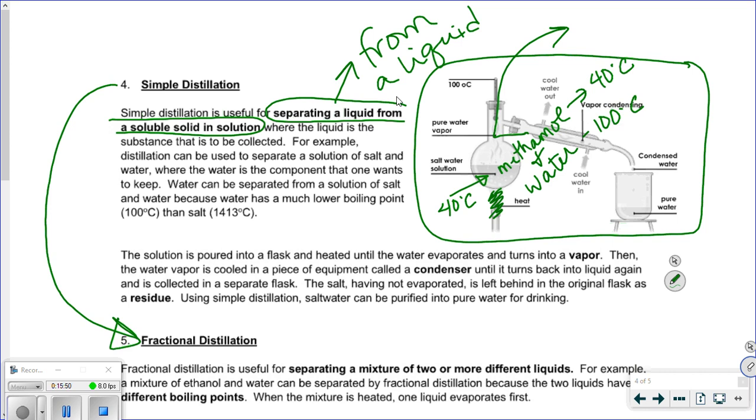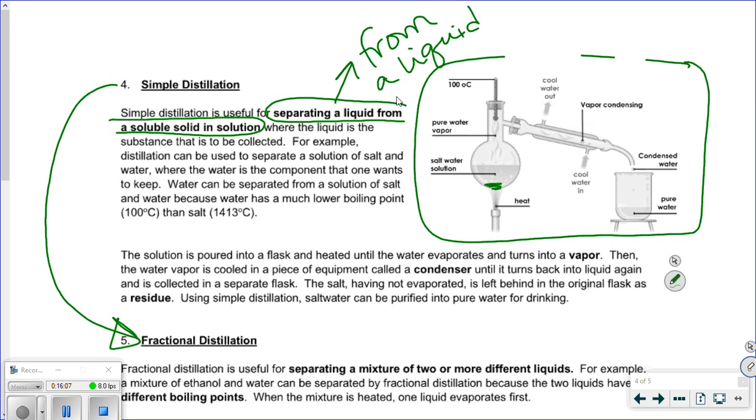And that's usually what distillation is for. Yes, you can take salt water and evaporate the water and be left with the solid in the bottom of the flask, which would be down here, right? You could do that, and then all the water comes off, okay?